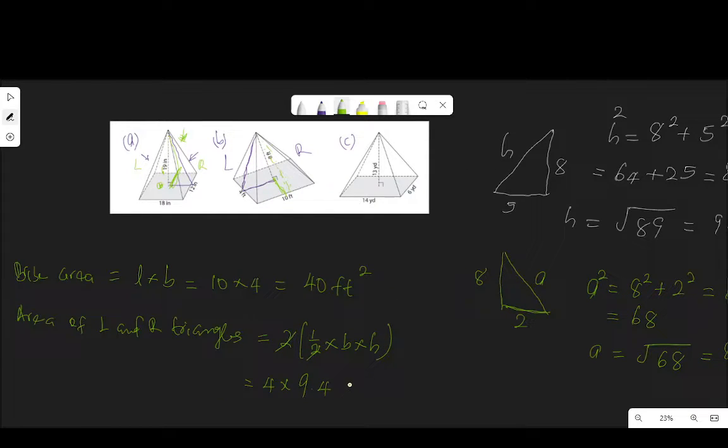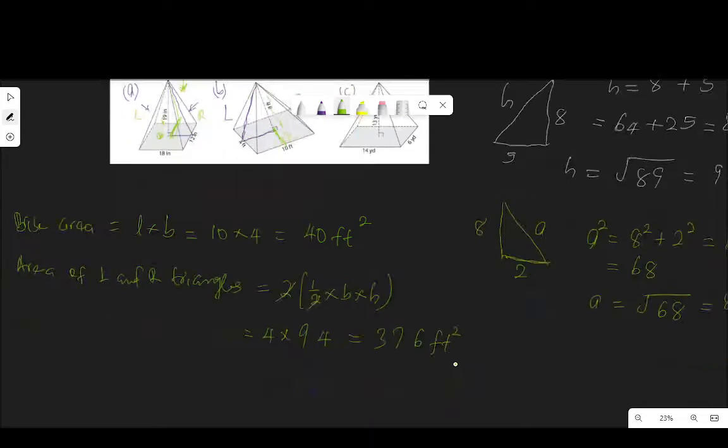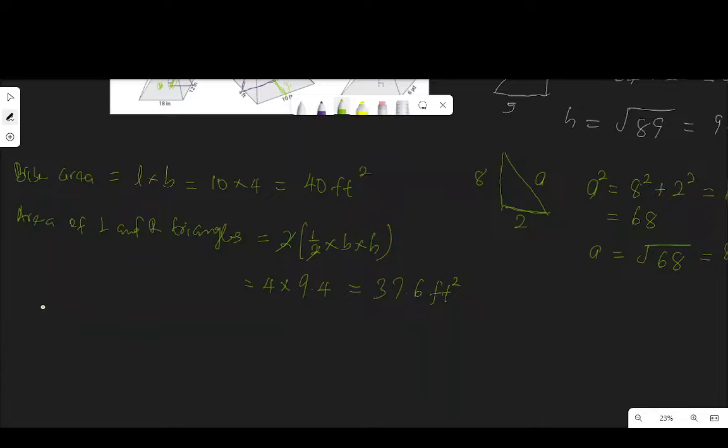feet. And 4 times 9.4 is 37.6. 37.6 feet square is the surface area of the left and right triangles. And let's get the surface area of the front and back triangles.